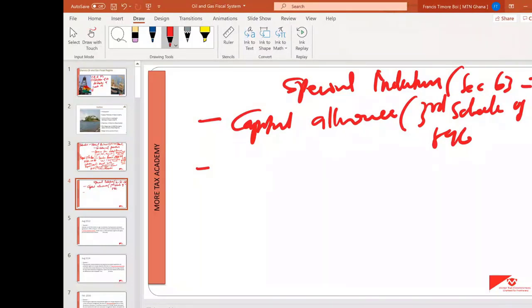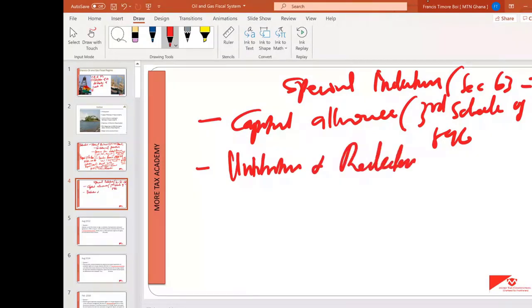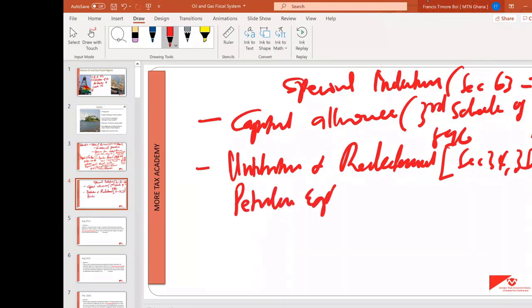And then I think we looked at unitization and redetermination. So here we read section 34 and 35 of the Petroleum Exploration and Production Act.